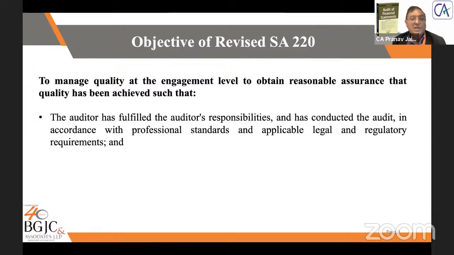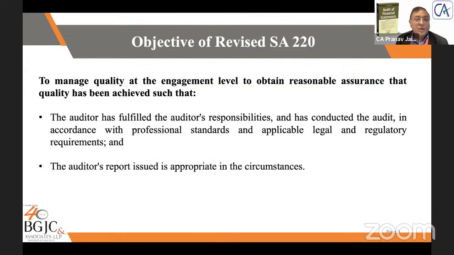So when we talk about professional standards, it would include accounting standards, auditing standards, guidance notes issued by the ICAI. There is detailed guidance on what professional standards mean in the peer review guide that has been issued by the Institute of Chartered Accountants of India. It has a detailed list of what all are considered as professional standards. And the other objective is that the auditor's report issued is appropriate in the circumstances. That means if we have issued an unmodified opinion, then the circumstances required an unmodified opinion only, and it is not a case where the auditor should have given a qualified or adverse opinion but has given an unmodified opinion.